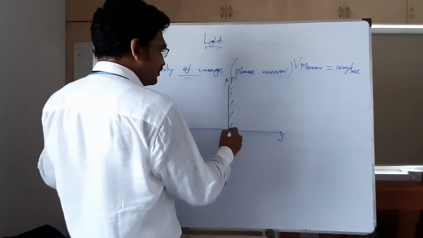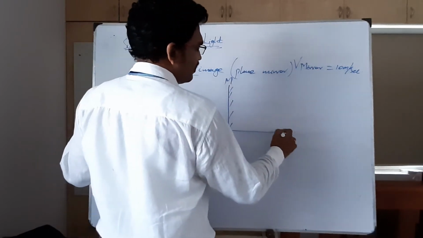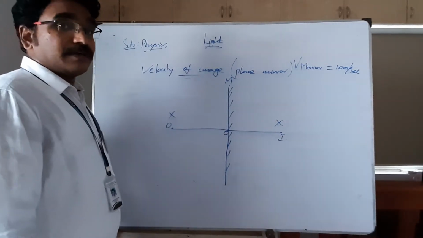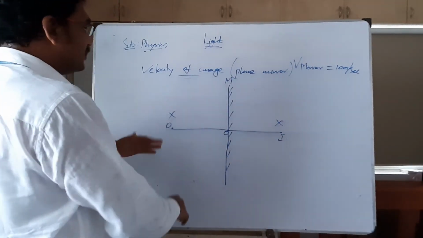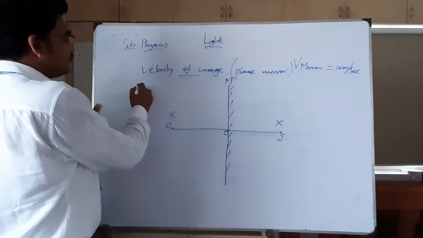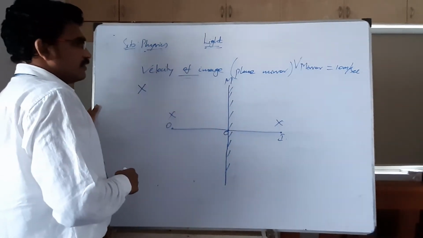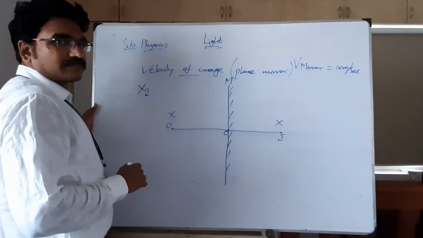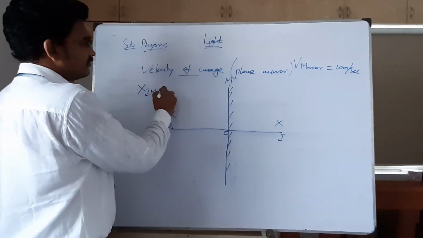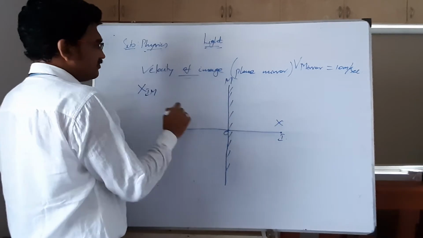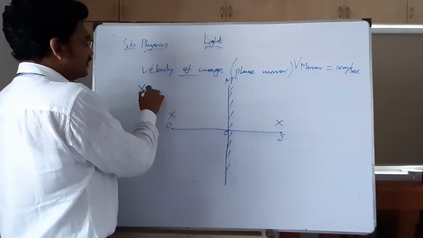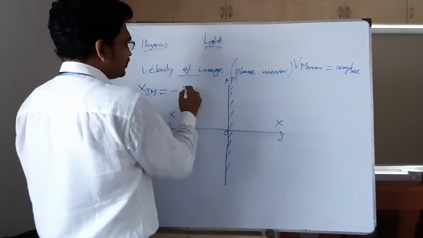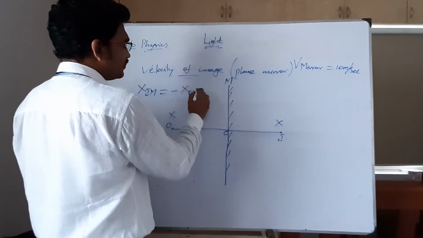Now, if I think this is the origin O, image is at a distance of x. Object is also at a distance of x. Okay, if I take this as positive and this as negative, I can say that the x coordinate of image from the mirror is equal to minus the x coordinate of object with respect to the mirror.